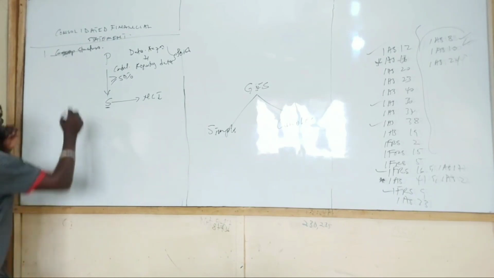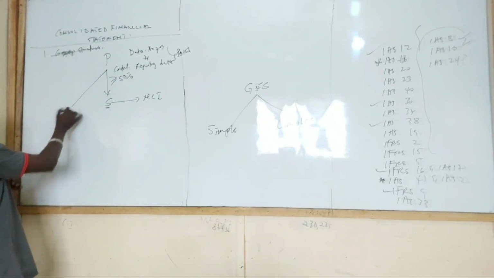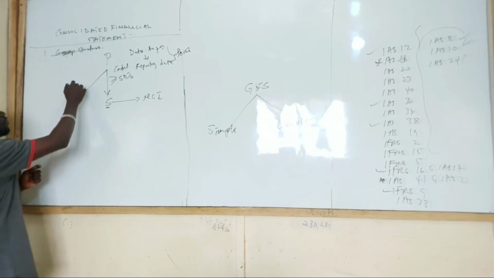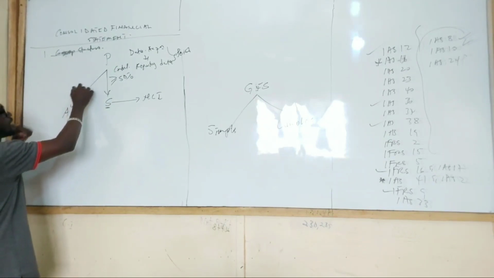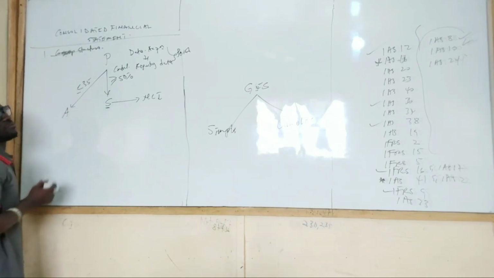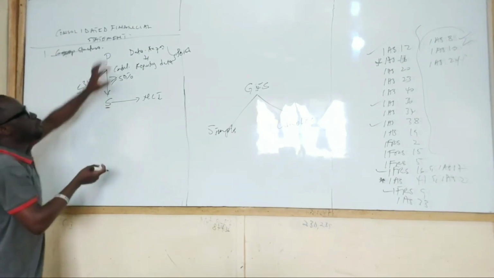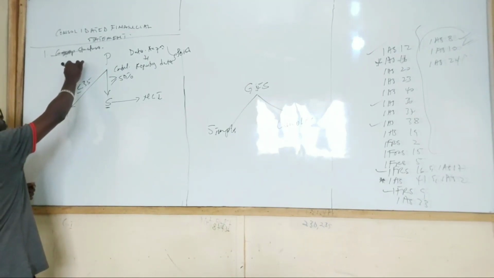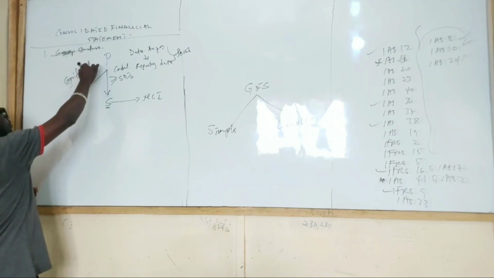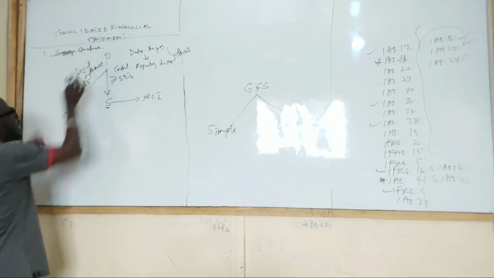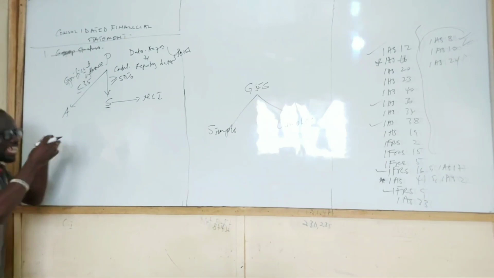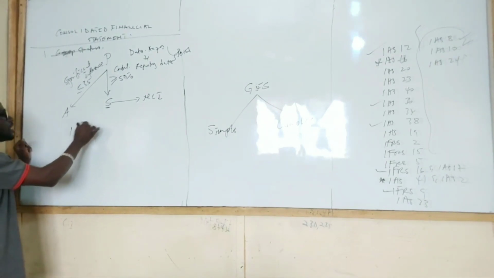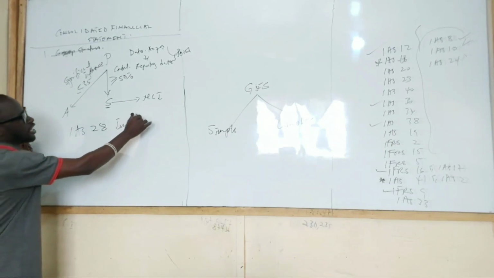Another thing is that a company can invest in another company and they will call it an associate. There is an associate if our investment is less than or equal to about maybe 35%. With that one, we don't have control, but we have what we call significant influence. If we have significant influence, the standard to apply to account for the investment in associate is IAS 28, investment in associate.